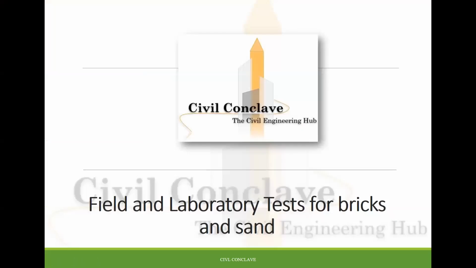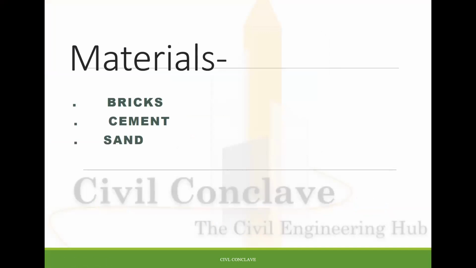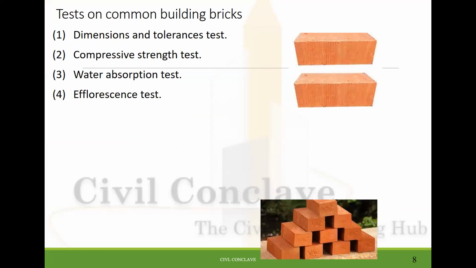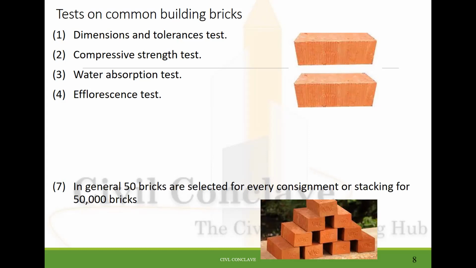Today we are going to discuss how to do the field and laboratory tests for bricks and sand. The materials we are going to check for this test are bricks, cement and sand. Generally, first test on the common building bricks. First you have to check the dimension and tolerance test. Then we have to do a compressive strength test. Third one is a water absorption test. Fourth one is the efflorescence test. This is the image of the bricks shown here.